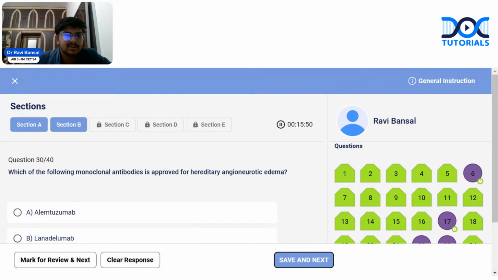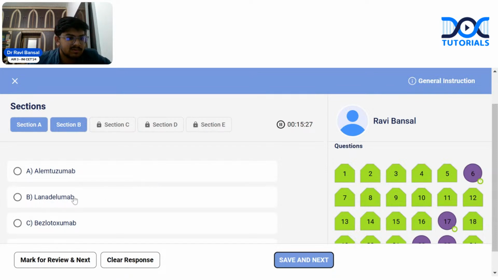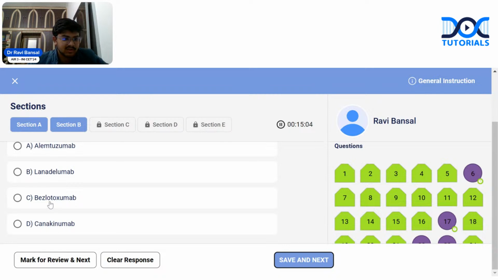Which of the following monoclonal antibodies is approved for hereditary angioneurotic edema? So monoclonal antibodies. So let's rule out the options first. LM2 is anti-CD52, so I do not think it is giving angioneurotic edema. This is something to do with histamine or C1 inhibitors. Lanadelumab, I do not remember this. Basilotocumab. So they have given mab for monoclonal antibody. Toxo is for toxins, so this will be for bacterial toxin. I do not remember correctly, but I think it is for Clostridium or anthrax toxin. So that option is ruled out.